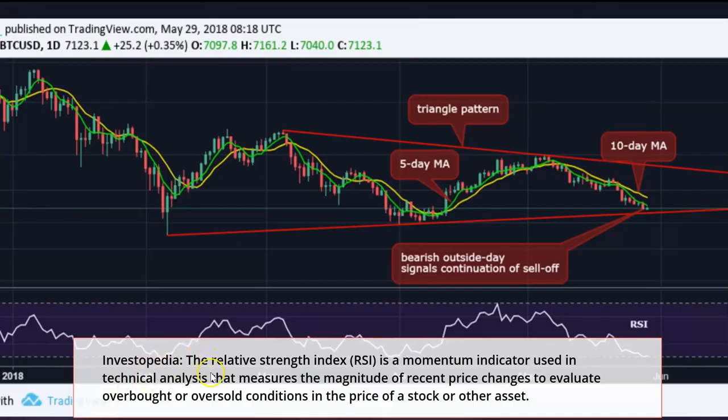Investopedia defines the RSI indicator as a momentum indicator used in technical analysis, and we're swing traders, we use mostly technical analysis. It measures the magnitude of recent price changes to evaluate the overbought and oversold conditions of the price. In other words, when it's below the 30, it's oversold. Above the 70, it's overbought, and the price is about to change.